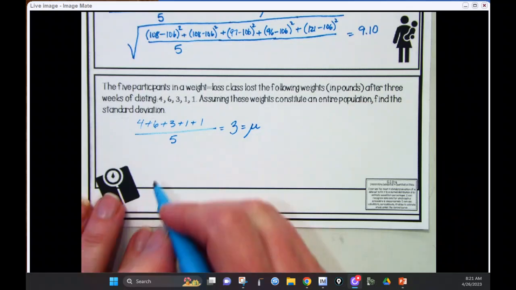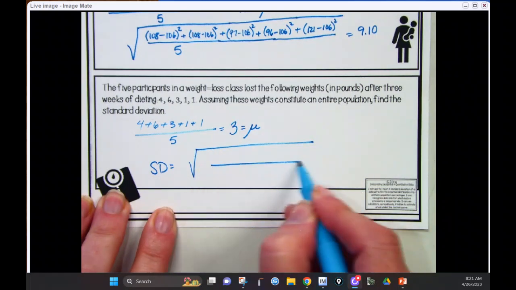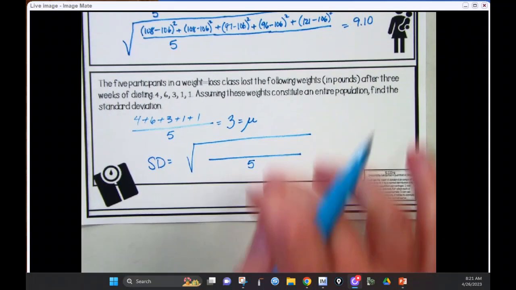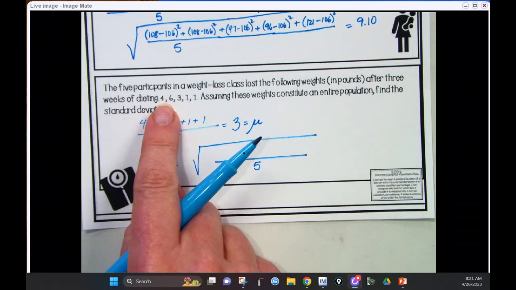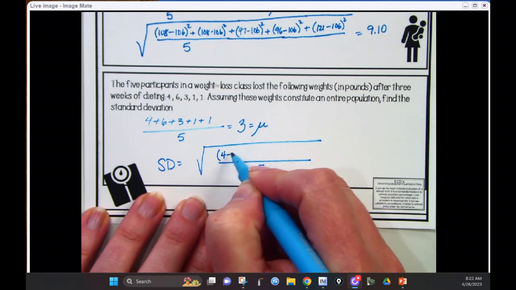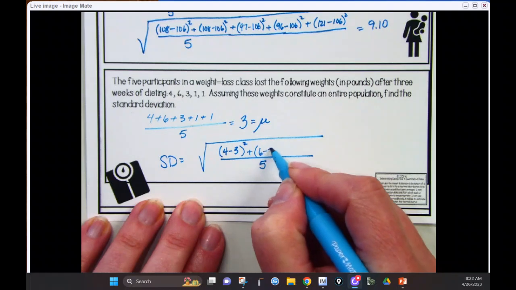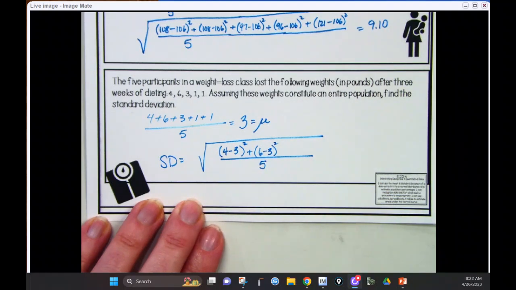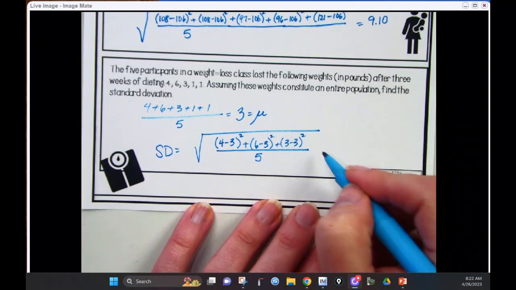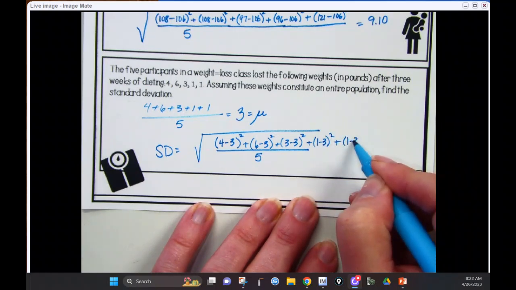All right, let's set this up for the standard deviation then. So it's the square root of, what are we dividing by? 5 again. Why is it 5? Makes it feel like it's the formula divided by 5, but it's because we have 5 data points, right? 4 minus your mean, square it. Plus 6 minus your mean, square it. Plus 3 minus 3, square it. Plus 1 minus your mean, square it. Plus, again, 1 minus your mean, square it.